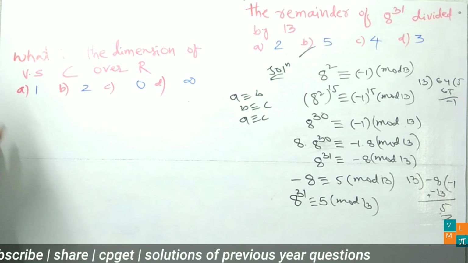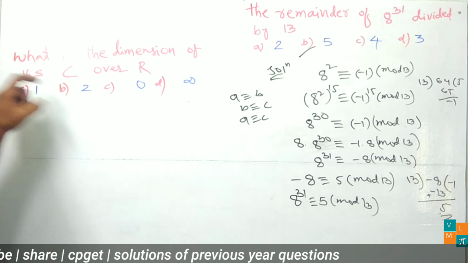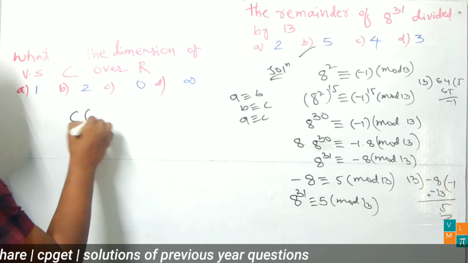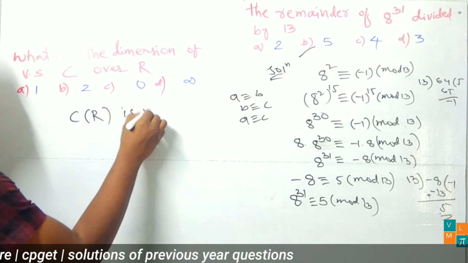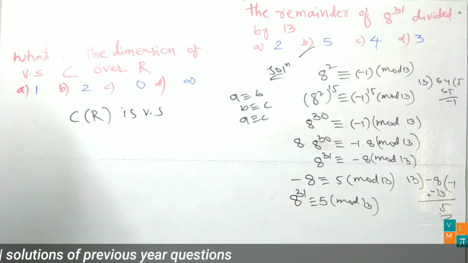Now see the fourth question. What is the dimension of the vector space C over R? Here C is a vector space over the field R. And what is the field here? The field is the real numbers. What is C? C is the set of all complex numbers.